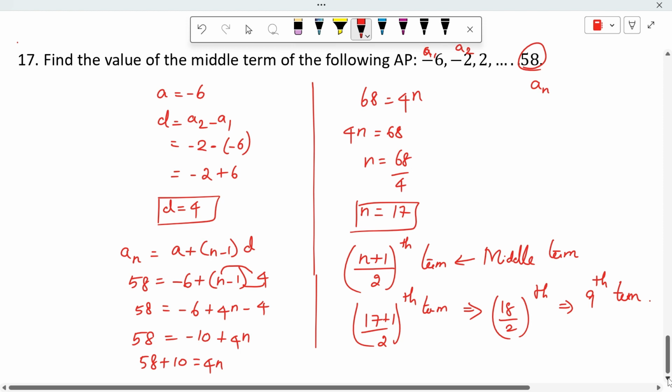So what is the value of the ninth term? That's what they are asking. Which term is going to be the middle term? They are asking the value. So in order to find the value, I need to find a9, that is a plus 8d, isn't it? Using the formula a plus (n minus 1)d. So a is minus 6 plus 8 times 4. So that is going to be minus 6 plus 32, which is 26. So the value of the ninth term, that is the middle term, is 26.